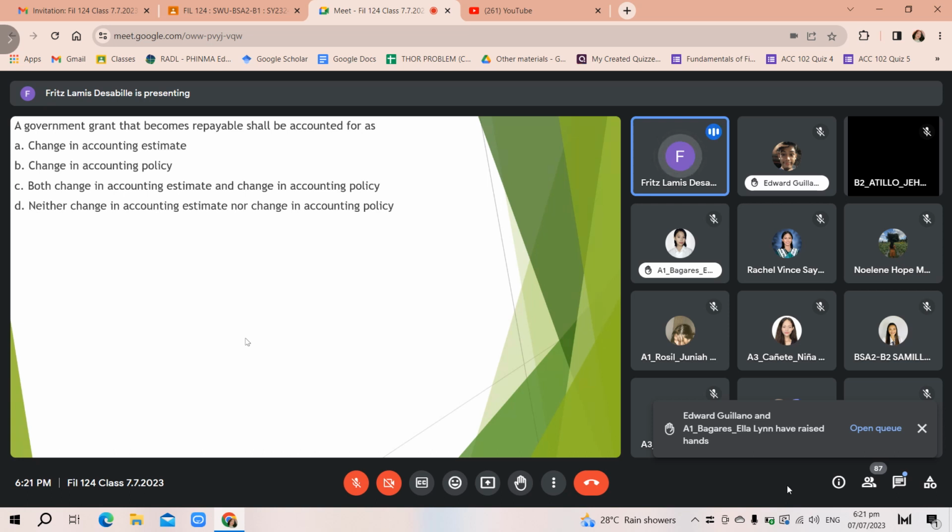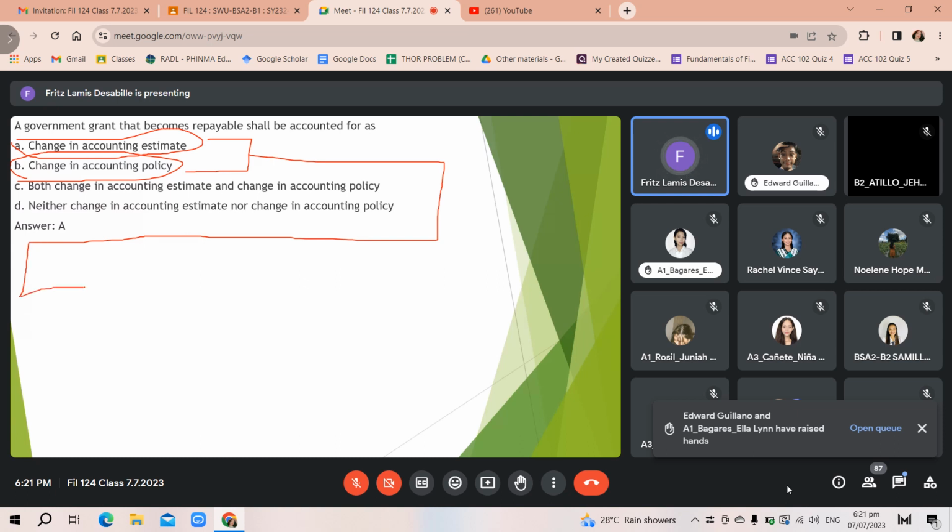Okay. A government grant that becomes repayable shall be accounted for what? It is accounted for, ako na lang mag-answer ani, it is a change in estimate. Okay, so both of these terms, guys, just to give you a background, kaning duha ka terms, magka-familiar mo ani jud. Change in accounting policy and change in accounting estimate.